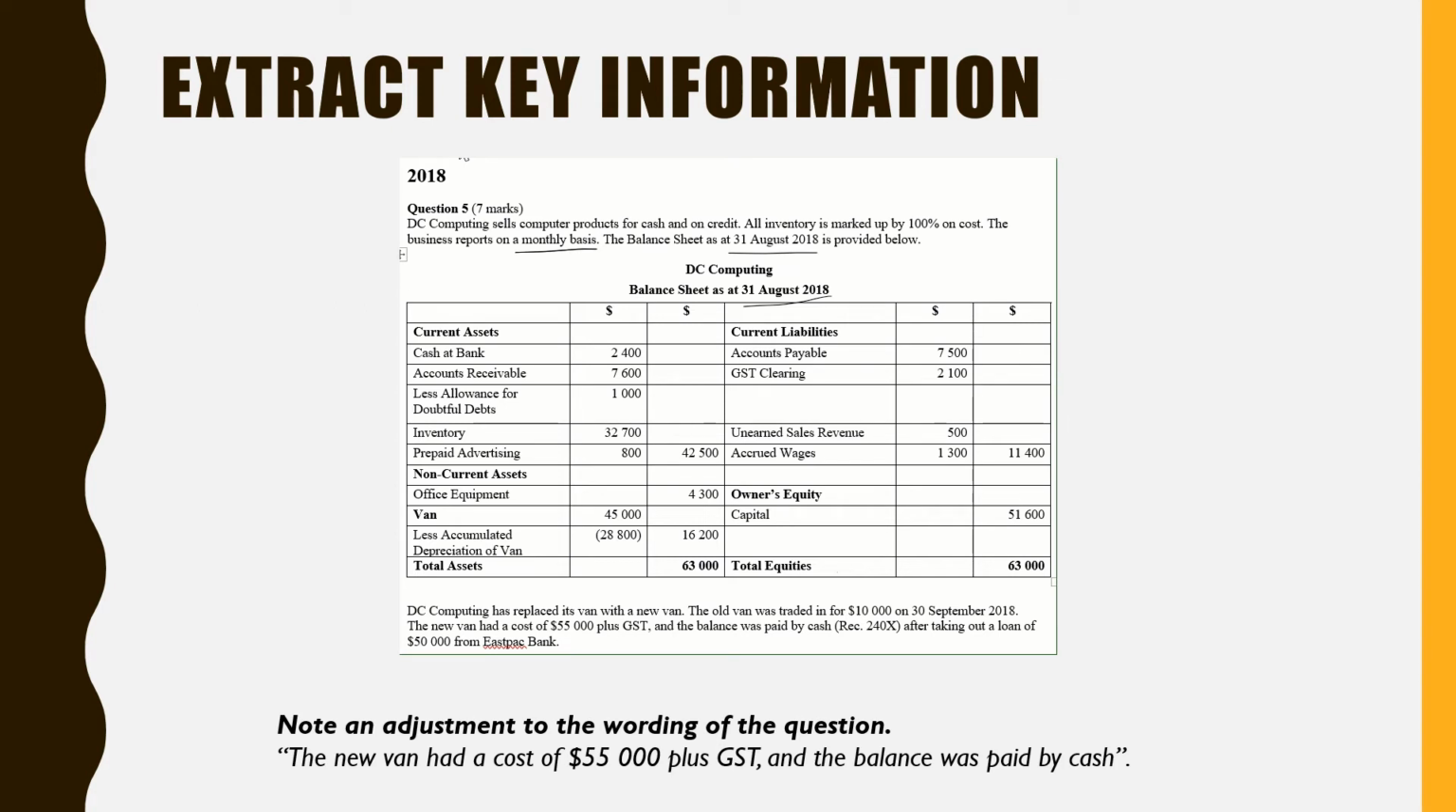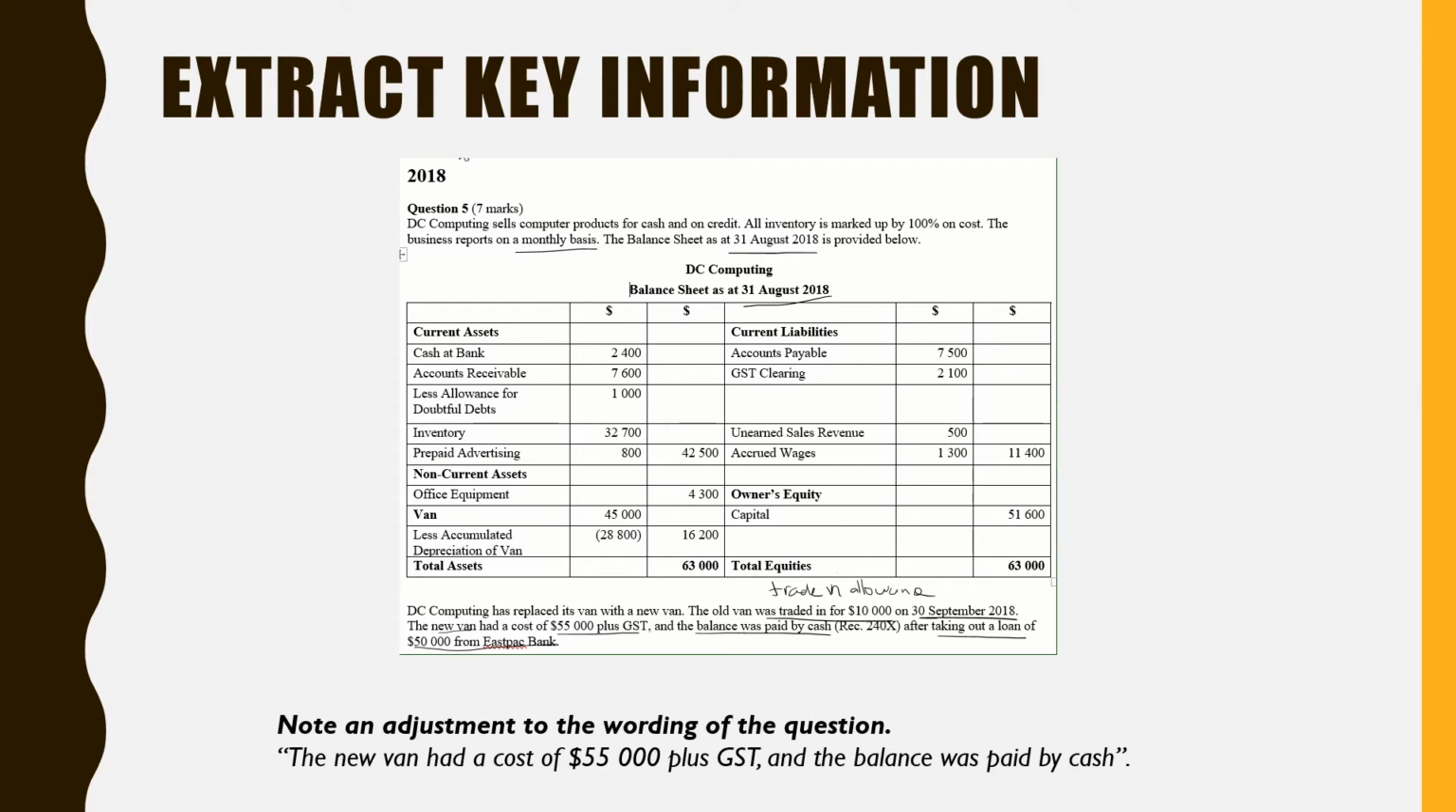DC Computing has replaced its van with a new van. The old van was traded in for $10,000, so that is what we call the trade-in allowance, and that was traded in on the 30th of September 2018. The new van had a cost of $55,000 plus GST, and the balance was paid by cash after taking a loan of $50,000 from Eastpak Bank. So that's the key information.